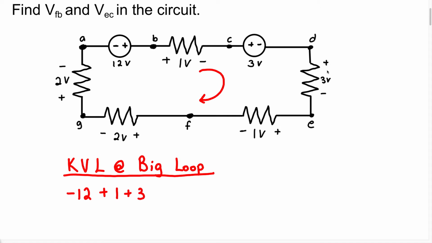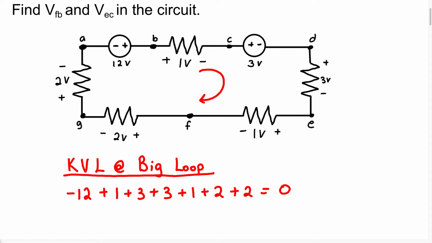Then we're going to have a plus 3 again across that resistor. Then we have another voltage drop from plus to minus. So I'm going to write this as plus 1. Now we have another voltage drop across this resistor. I'm going to write it plus 2. Then we have this final voltage drop across this resistor, plus 2, equals 0. So that is what Kirchhoff's voltage law says.